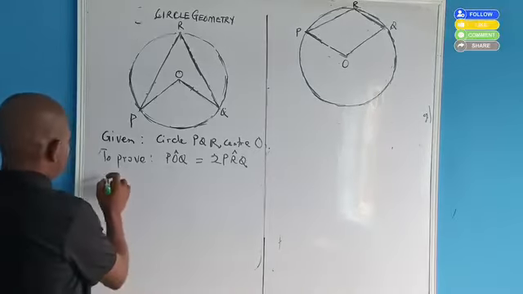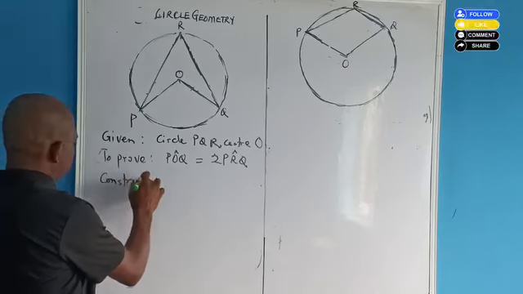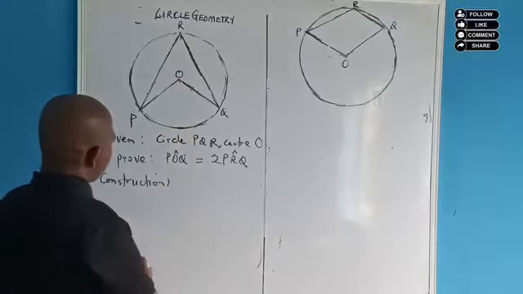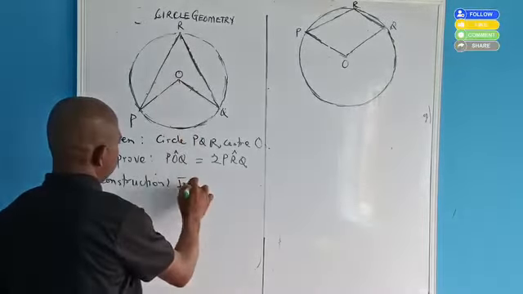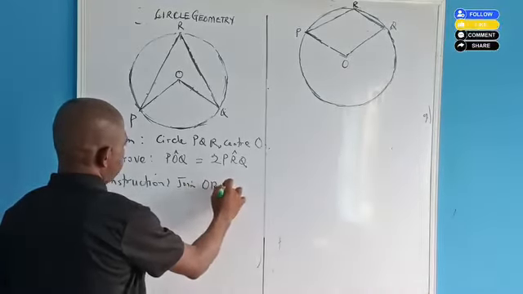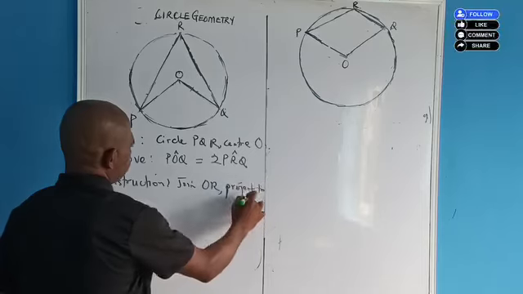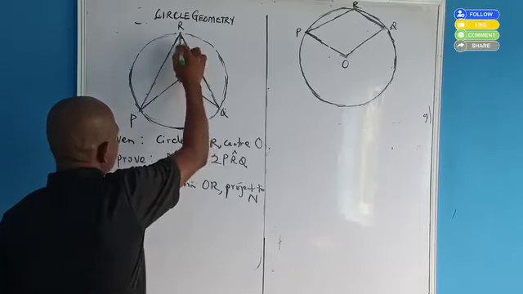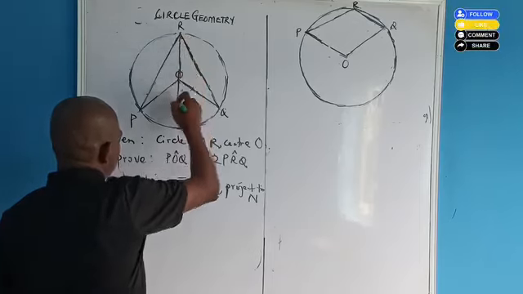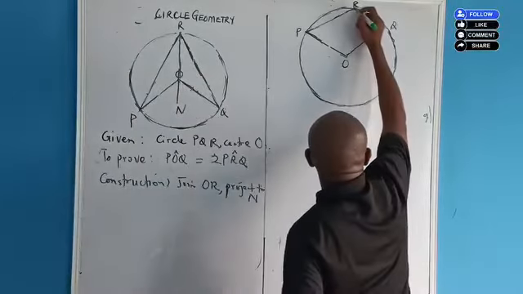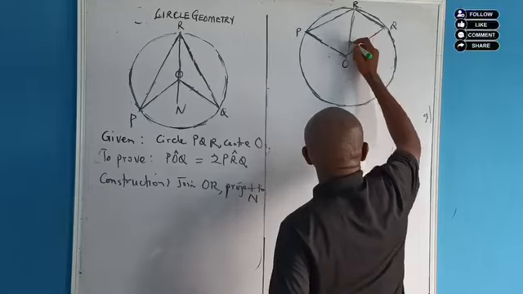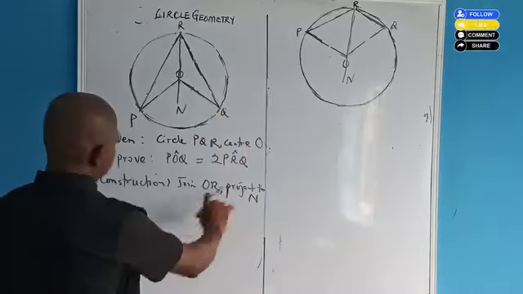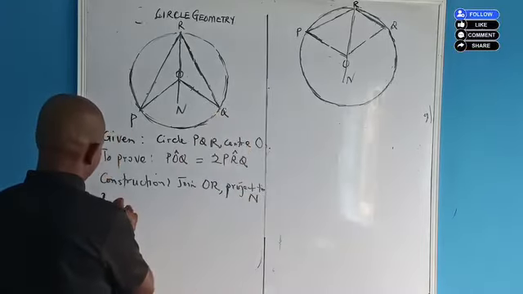But the next thing we need to do is to construct, if there's any need for construction. So we write construction. Here we will join OR and project to N. So I join this, project it to N, and in this case, same, project to N.